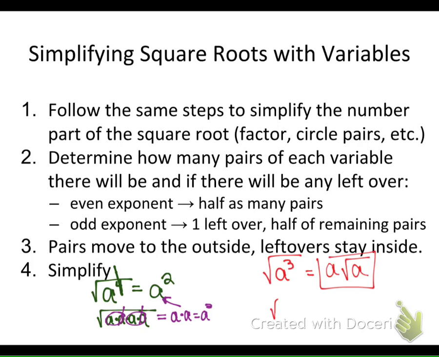So another way of looking at that would be like this. How many a's do I have? 3. What do I do with my factors? Circle the pairs. Once I circle the pairs, this a cancels and moves to the outside. But the a that did not have a pair is stuck on the inside, right? So it's the same thing. And I know I just showed you a lot of extra steps, but it's going to make your life a little bit easier when we get into our examples here.